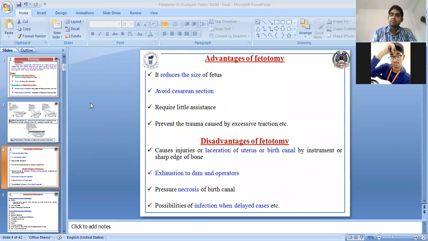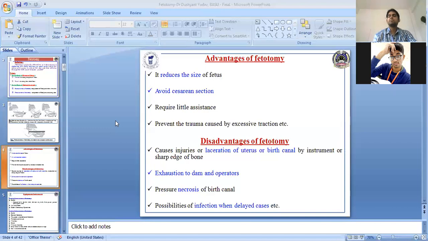The operator becomes very exhausted when we give strokes on the fetotomy wire or wire shaft, which leads to great exhaustion of the dam and the operators also. So this is very important during fetotomy. When we use fetotomy, two or three assistants or clinicians will be there. When the first gets exhausted, the second or another one takes their position.